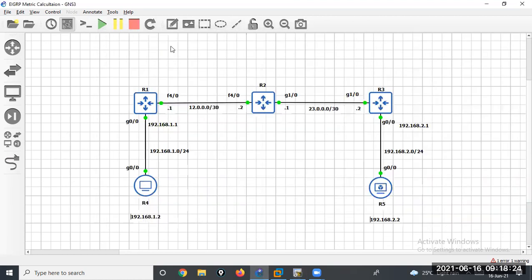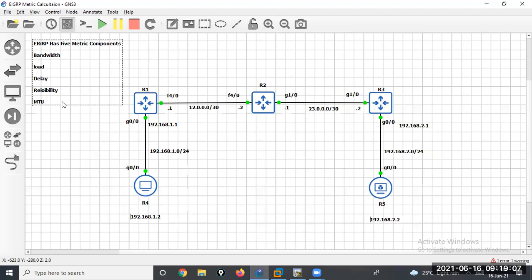First of all, what are the EIGRP metrics? EIGRP has 5 metric components. The first one is bandwidth. Second is load. The third is delay. Next is reliability. The last one is MTU. So these are the EIGRP metrics. But EIGRP uses only 2 metrics by default: bandwidth and delay.